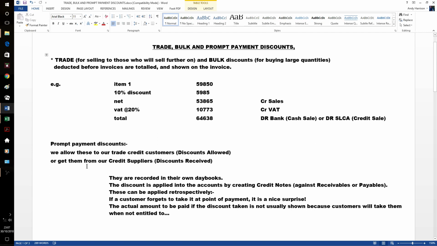Or we receive them or get them from our credit suppliers. Those are discounts received. They're classified as income. They're not simply a reduction in the purchase price. So they're recorded in their own daybooks. We've got some coming up.